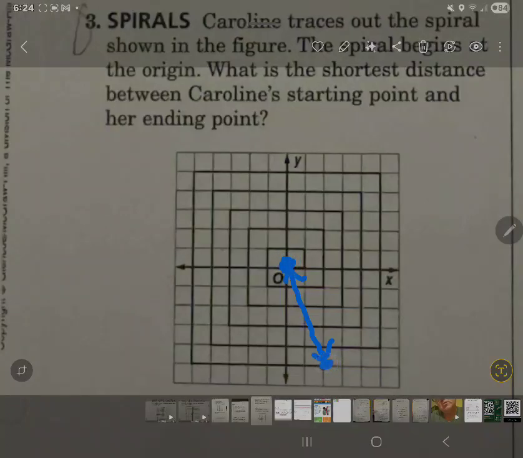Now, you might just say, well, let's just measure it. 1, 2, 3, 4, 5. But that would not be correct. Now, you know how those people that make tests do. They probably would have that as an answer choice, but that wouldn't actually be correct because we have to use what's called the distance formula to solve this question.